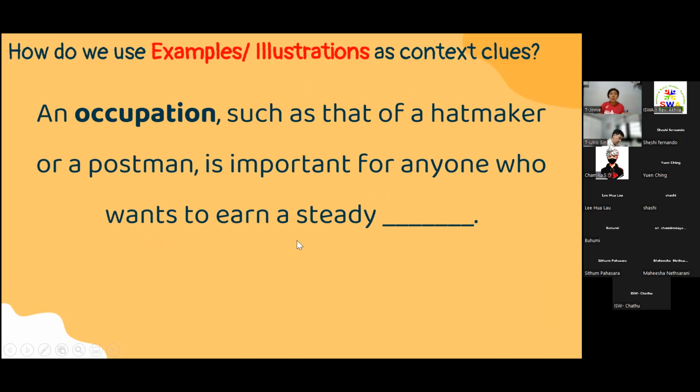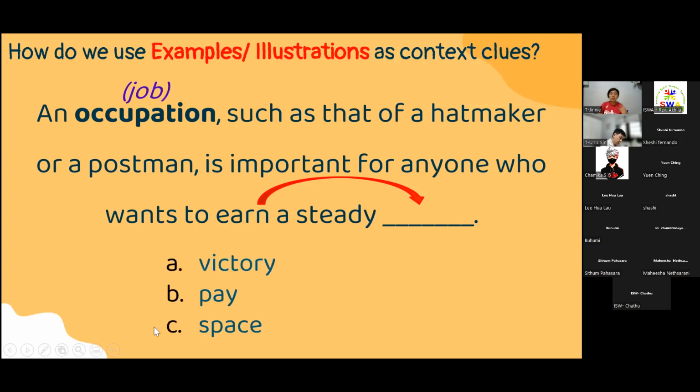An occupation such as that of a hat maker or a postman is important for anyone who wants to earn a steady blank. So now we know that the occupation here means job. Who can tell me? And we look at the word earn. So a job helps you to earn something. Would it be A, victory, B, pay, or C, space?